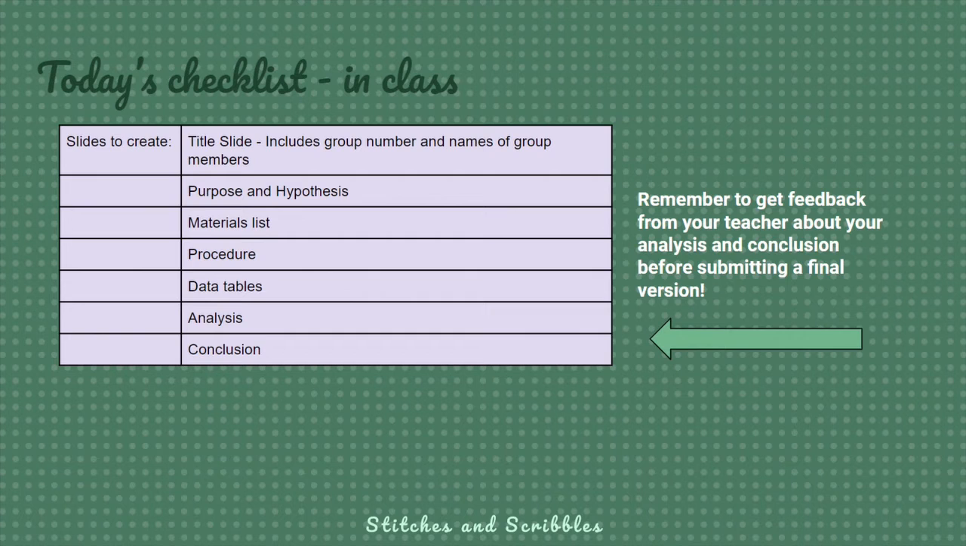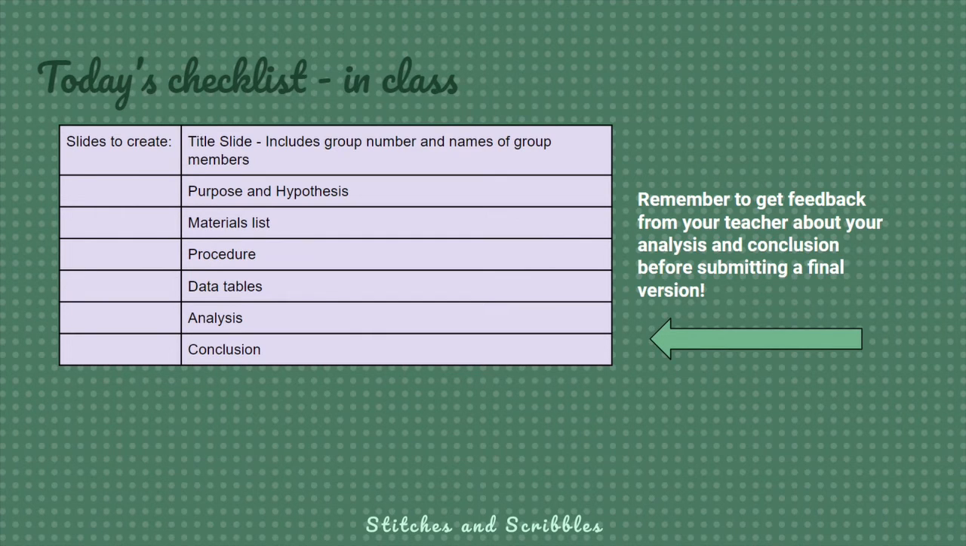Your next slide should be your purpose and hypothesis slide. This gives your judge kind of an introduction into what you're doing. Then you should have a clear materials list and a procedure. After that, you should have your data tables. You can copy these in from your notes, or you can use the insert table function and retype your data if you wrote your data out by hand. Your last two slides should be your analysis and your conclusion.